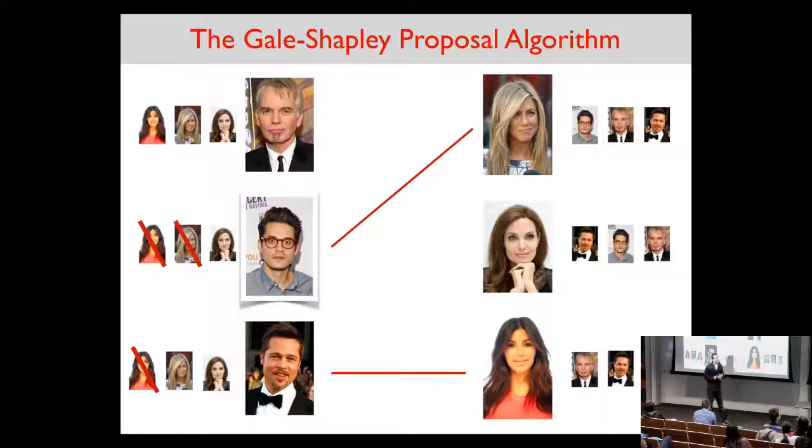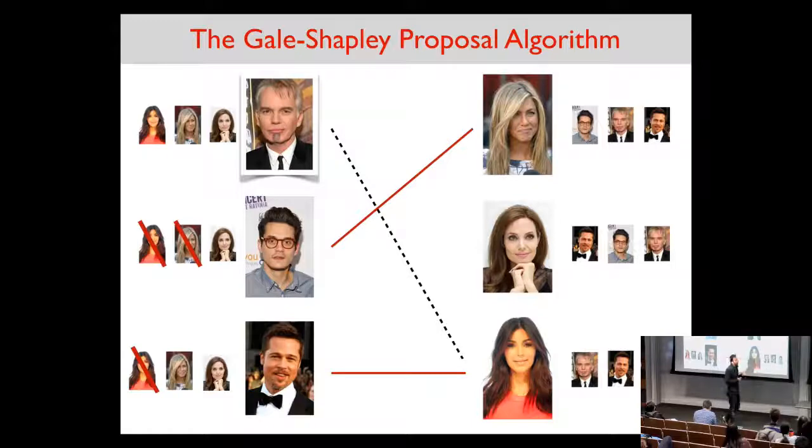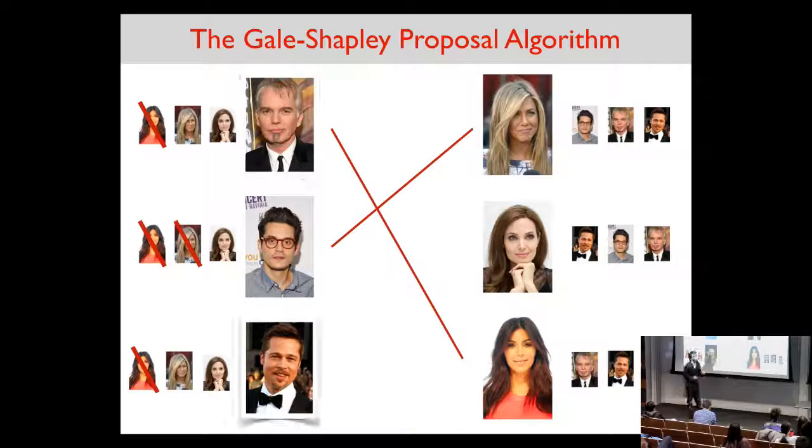So the algorithm picks the next unmatched person, Billy Bob. He says, okay, I'm going to propose to Kim Kardashian. I don't care about Brad Pitt. Kim Kardashian is like, I'm on a roll here. She accepts Billy Bob because she prefers Billy Bob, and they get matched. And now Brad Pitt is unmatched.